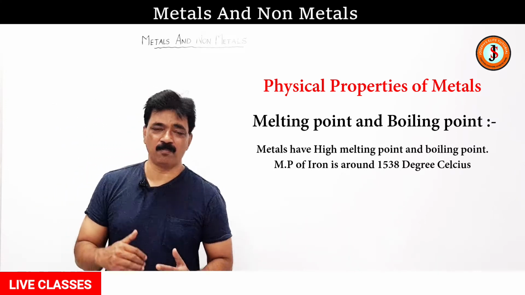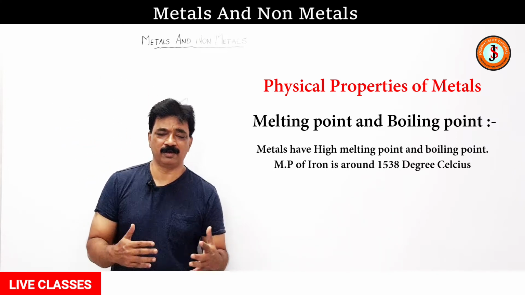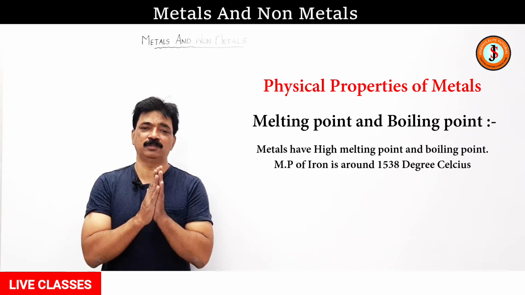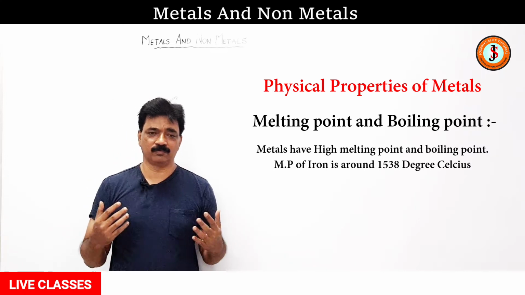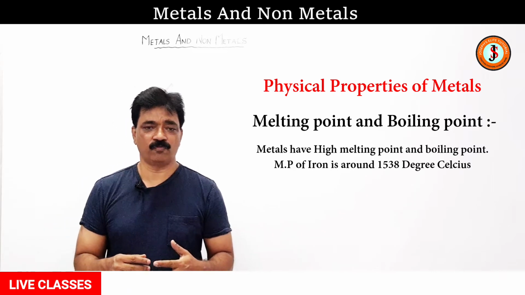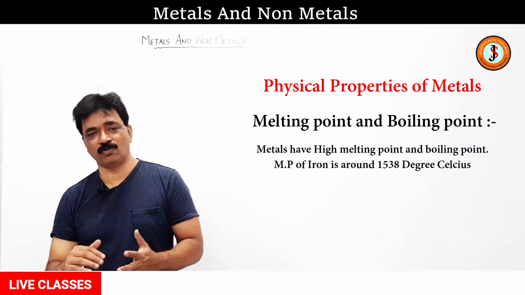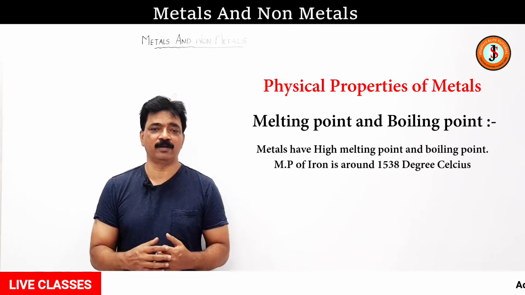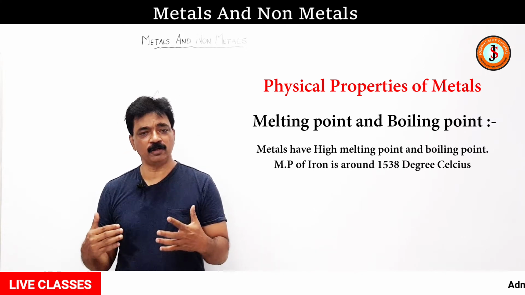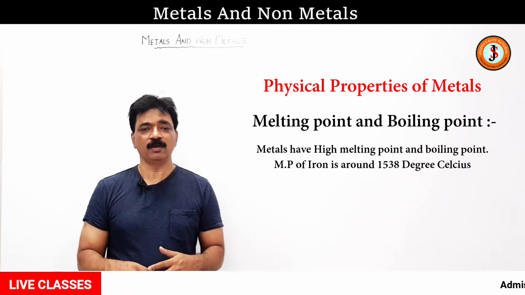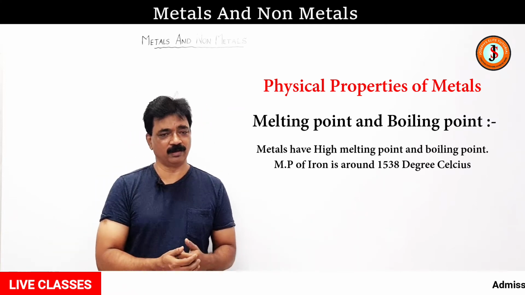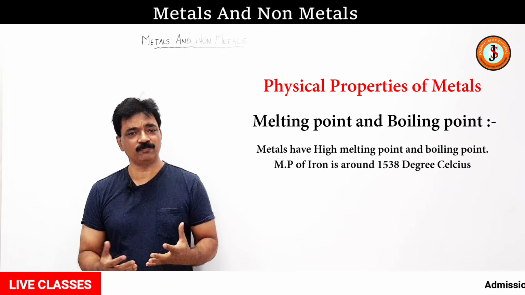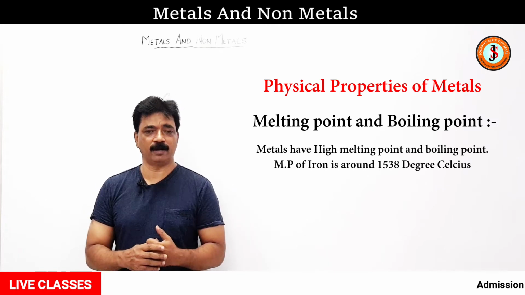Iron is somewhere above 1500, 27, 28, or you can check the list from a reliable source. You will get it is over 1500, the melting point of iron. Aluminum is over 900. So the melting point and boiling point of metal is very, very high. Exception being the mercury, which is a liquid at room temperature, that you have to understand.